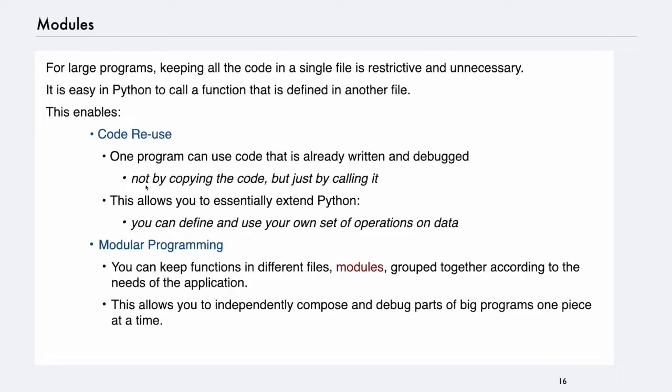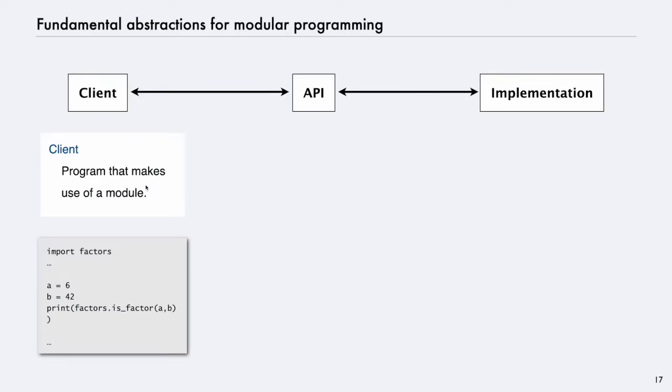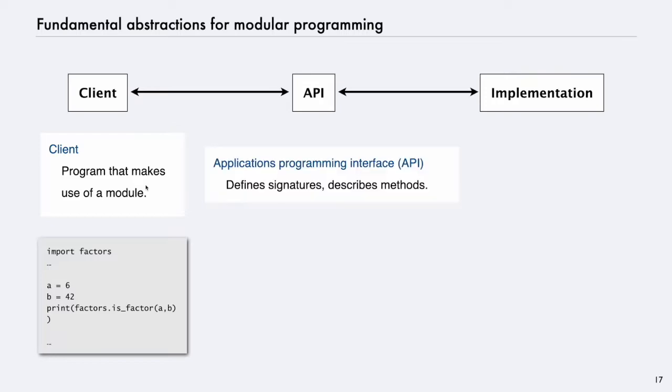Now, modules could be in one file, but usually you're going to keep them in different files and you're going to group functions, okay, together by purpose. In a general sense, we're abstracting the client from the implementation with an API in the middle. And this happens when we do something as simple as use a math library to calculate a square root. So we call the program that uses a module the client. The API is the definition of what the module will do.